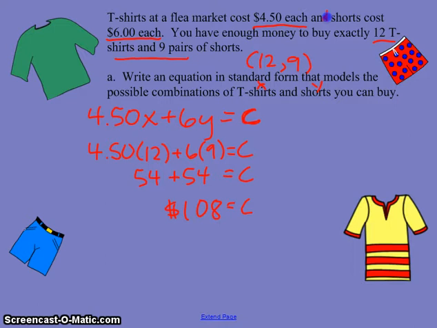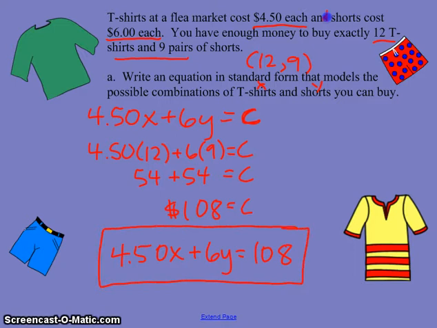So my equation, it doesn't matter which one is your X and your Y, so long as whatever number you have for t-shirts gets plugged into the 4.50 multiplied variable. Same thing for the shorts. It's times 6. There's your equation. You have $4.50 per t-shirt, $6 per shorts, and you have exactly $108 to spend.